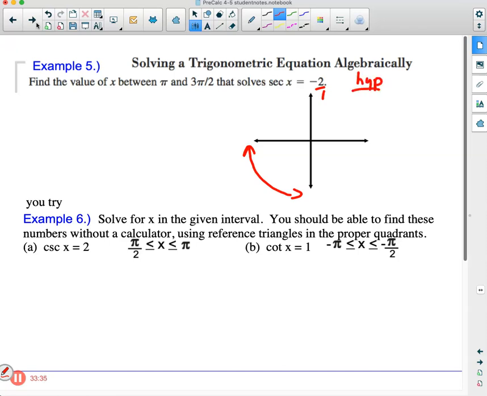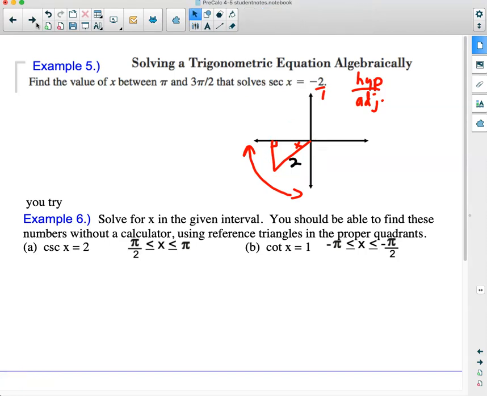So this is hypotenuse over adjacent. Let's start putting our labels on here. So the hypotenuse is 2. And our adjacent here would be a 1. But we know that this is 1 unit to the left, so that's going to be negative. And we also know that the other side of this triangle is going to be a negative square root of 3, because we have to go down with that.